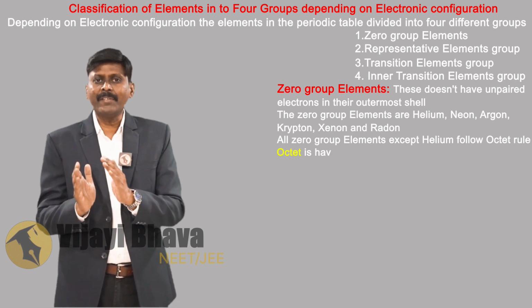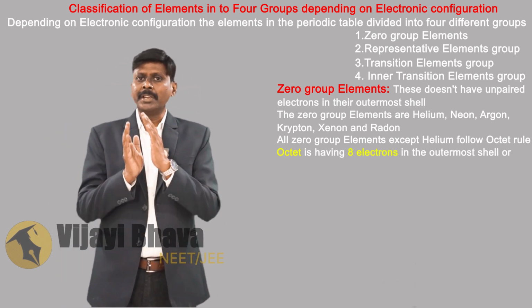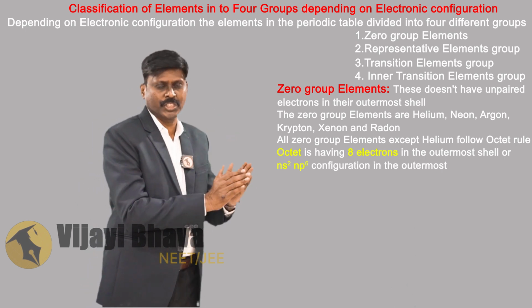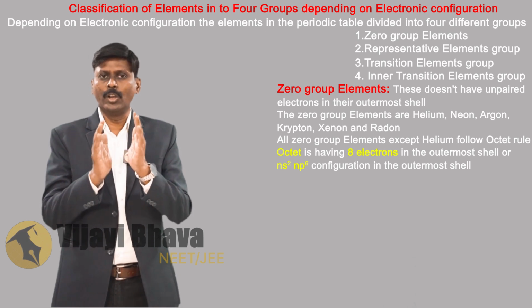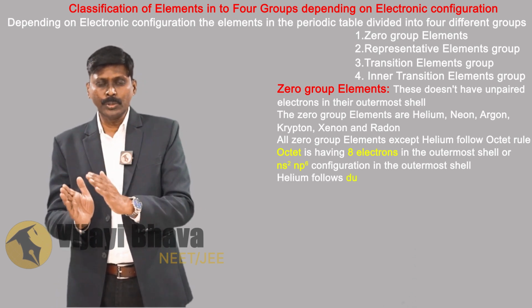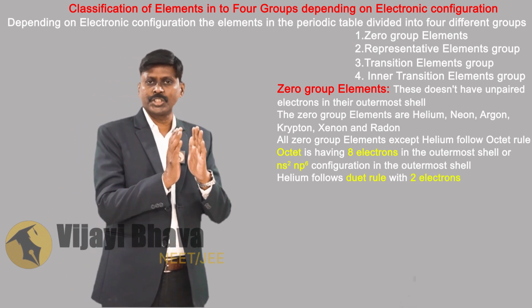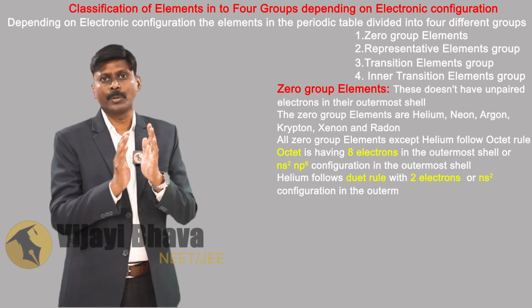Octet is having 8 electrons in the outermost shell or having ns2np6 configuration in the outermost shell. All the inert gases except helium are said to follow octet rule. Helium follows duet rule with 2 electrons in the outermost shell or ns2 type of configuration in the outermost shell.